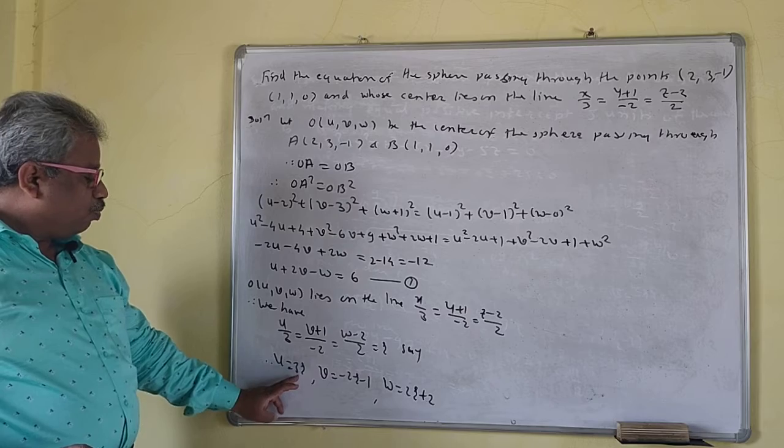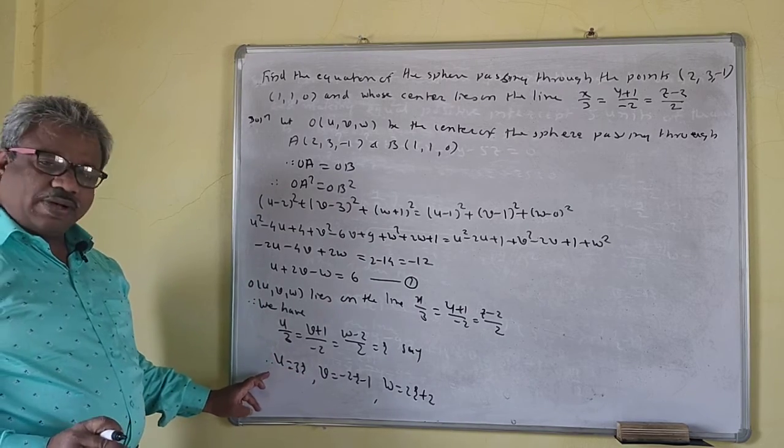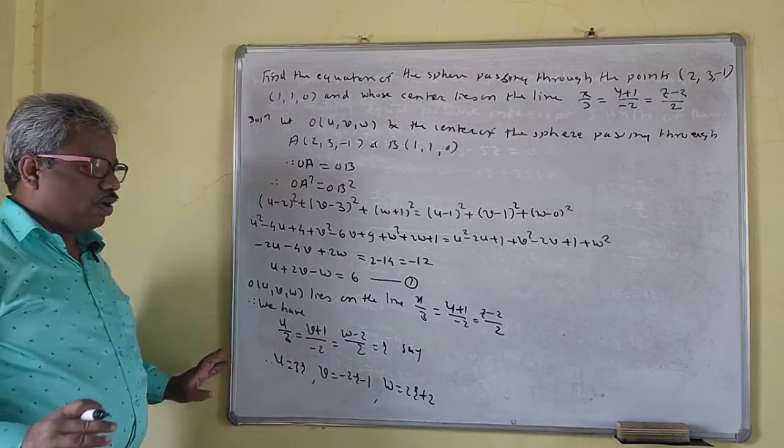So what we will do: we will put this UVW in equation 1. You get an equation in R, and we will find the value of R. Again we will put the value of R, and you get the coordinates of the center.